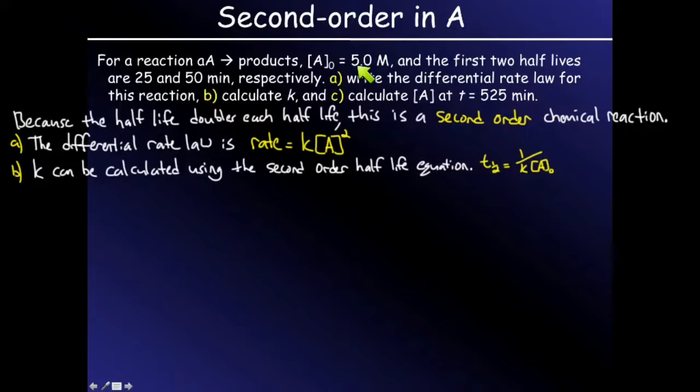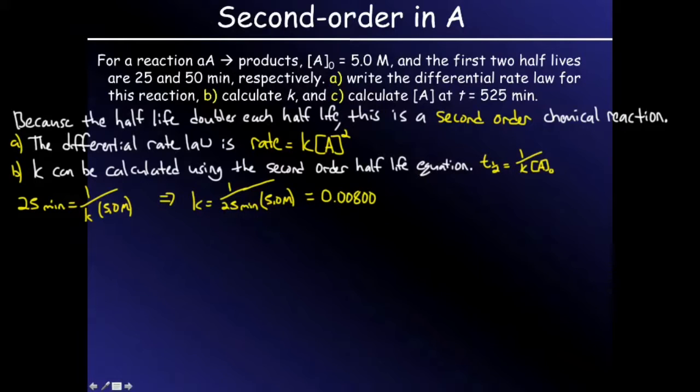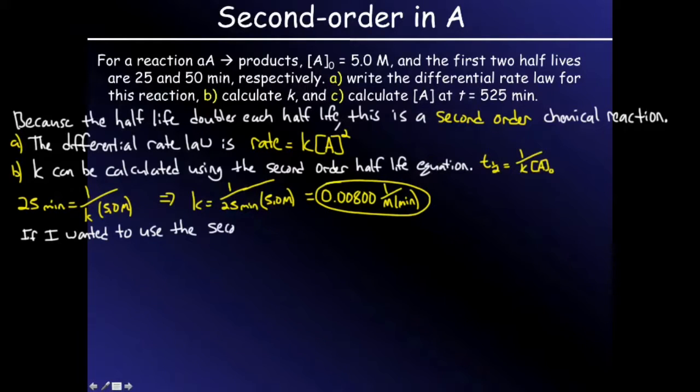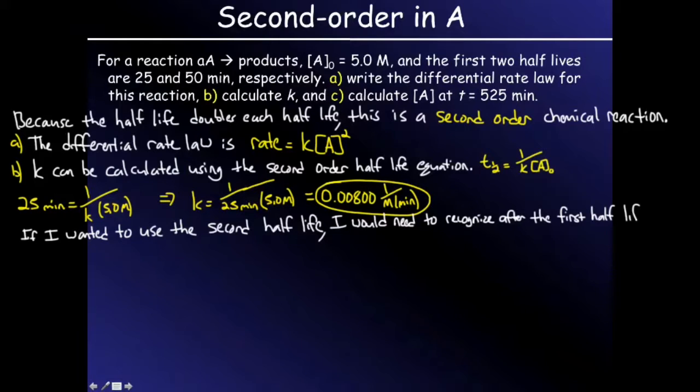We'll rearrange the equation and solve for K, and we get a K value of 0.008, 1 over molar minutes. Again, remembering what our units should be based upon the order of the reaction. If I did want to use that second half-life, then as I mentioned, I would need to use the concentration after the first half-life, and in doing so, I would obtain the exact same value as I obtained before.